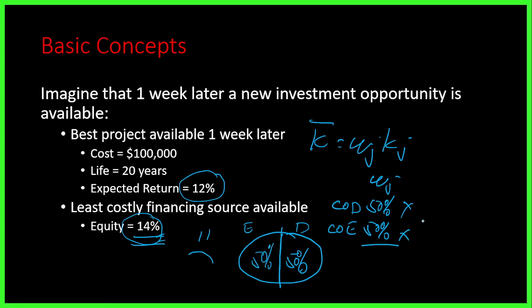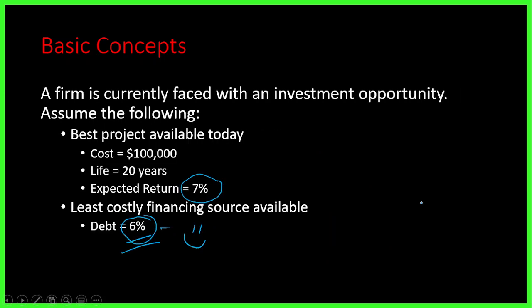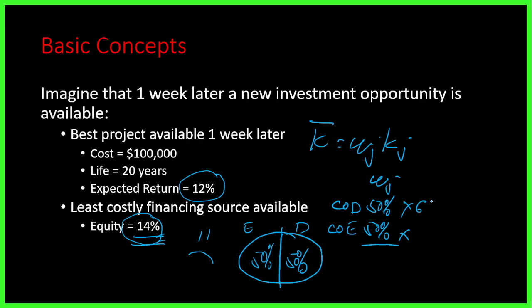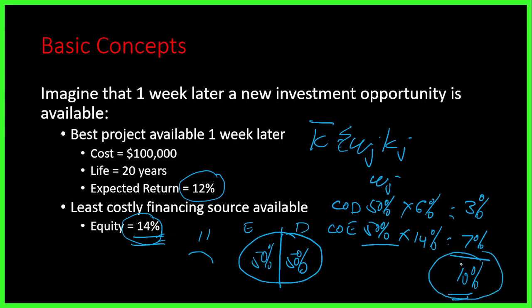Anyway, let's continue. Your cost of debt is now 6%, and your cost of equity is 14%. So 50% times 6%, this is 3%, and this one will be 7%. Get the total, ayan, so may summation siya doon, no? The total is 10%. This is now your weighted average cost of capital. And this should be the rate that you're going to use every time you make an investment decision.